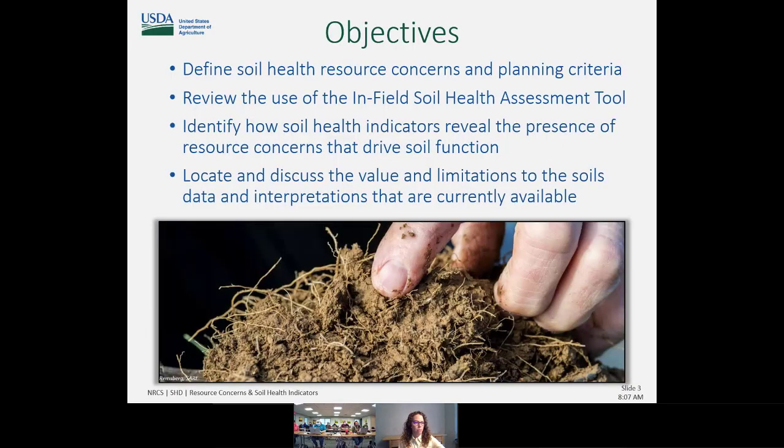So we have four main objectives today. We will be defining soil health resource concerns and the planning criteria associated with them. We'll review the use of the in-field soil health assessment tool and identify how soil health indicators reveal the presence of resource concerns that are all associated with soil function. And we will be locating and discussing the value and limitations of soil health data and the interpretations that we have currently available.